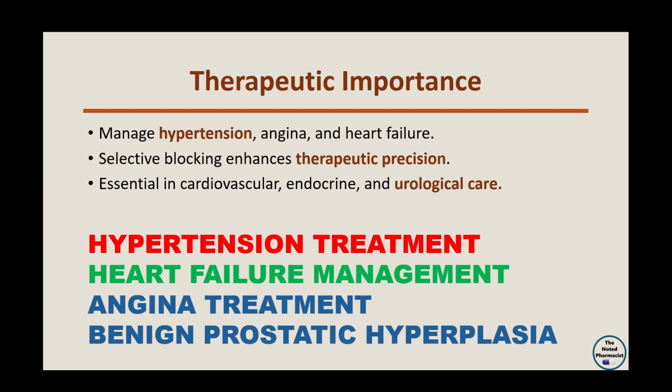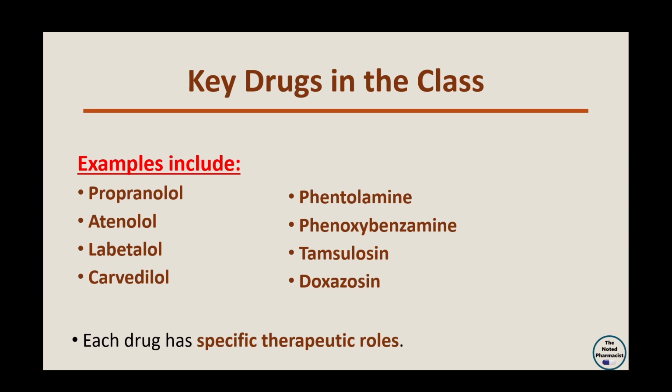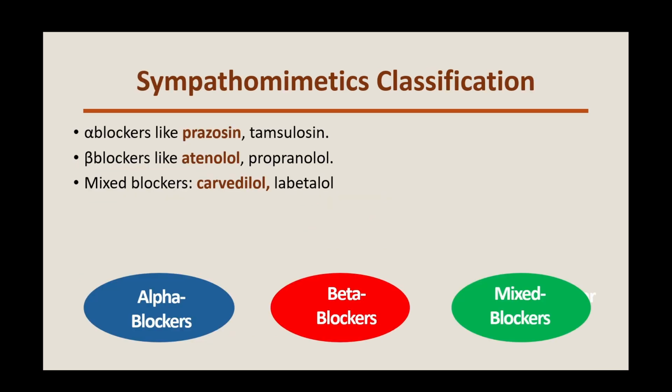Let's briefly look at classification, starting with key members in this class of drugs. Some key examples of adrenoceptor blockers include propranolol, atenolol, labetalol, carvedilol, phentolamine, phenoxybenzamine, tamsulosin, and doxazosin. Each drug has specific therapeutic roles. Adrenoceptor blockers are classified into alpha blockers, beta blockers, and mixed alpha-beta blockers.